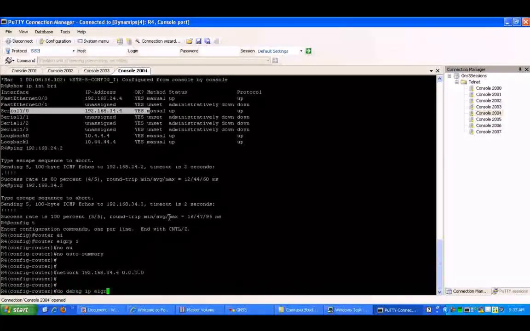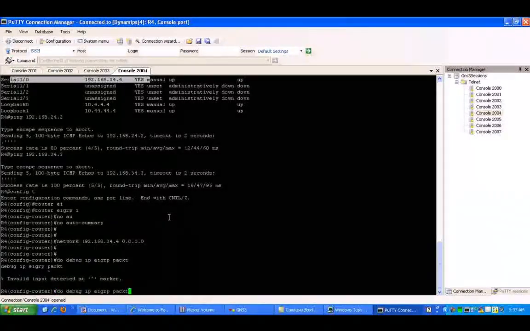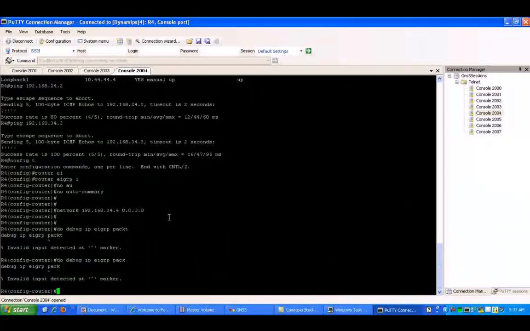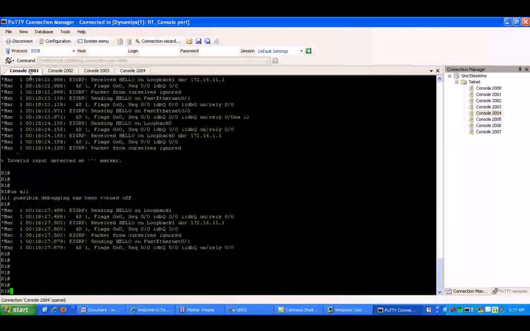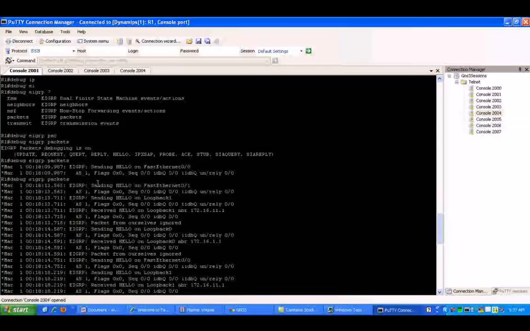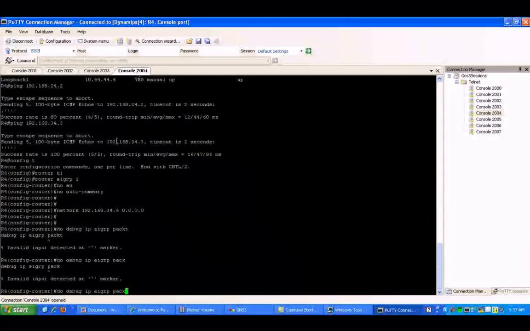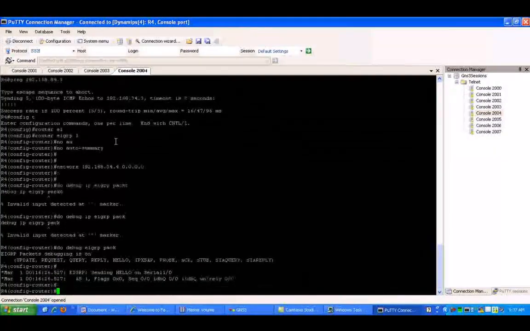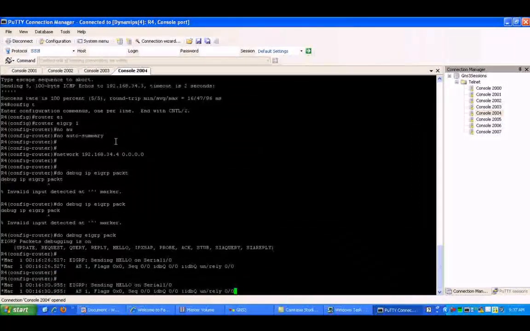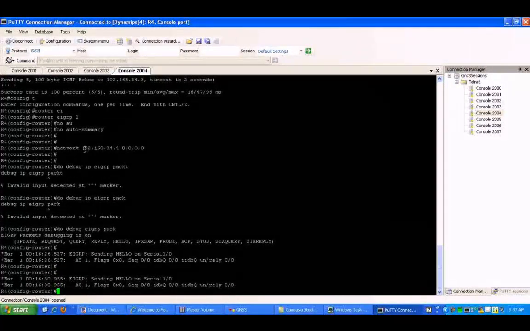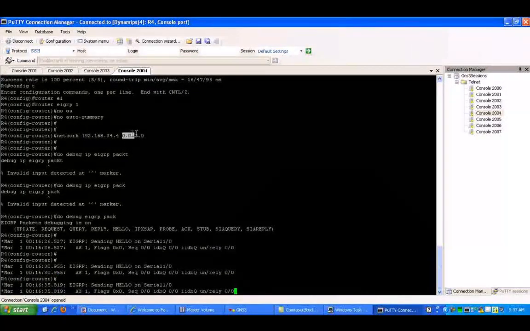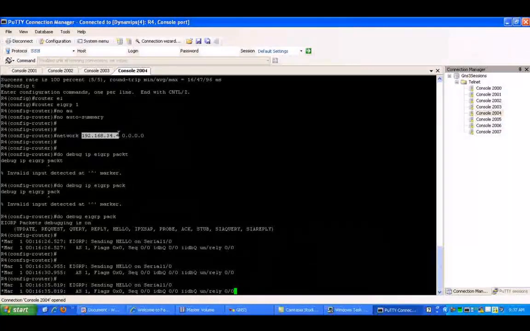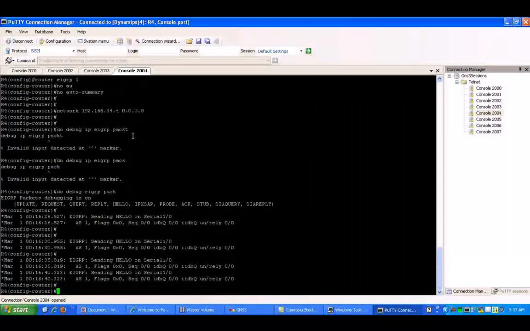Now if I do a debug EIGRP packet, oh, it looks like I put the IP on there. There's no IP on there, so we'll do a do debug EIGRP packet. So now what we can see is hellos going out serial 10, and no other interfaces. This is because of the network command that we put in earlier for the 34.4.